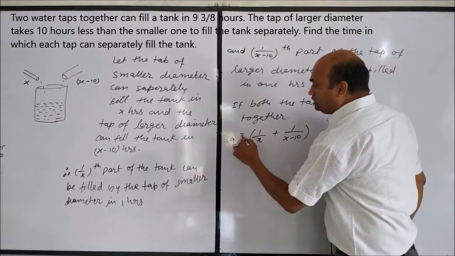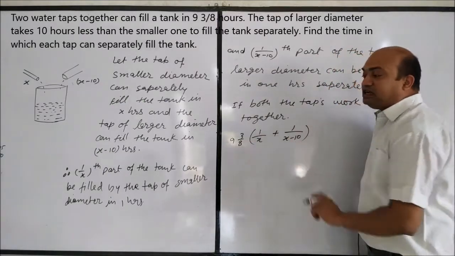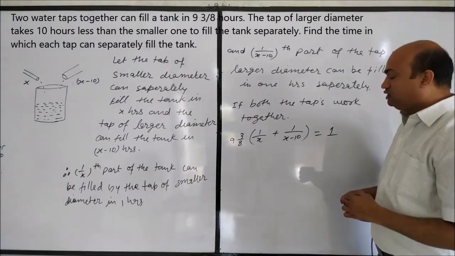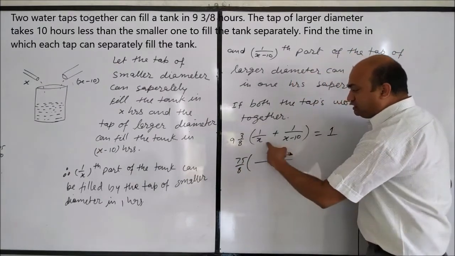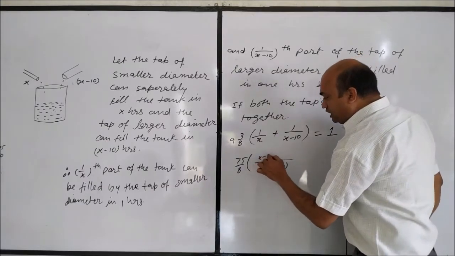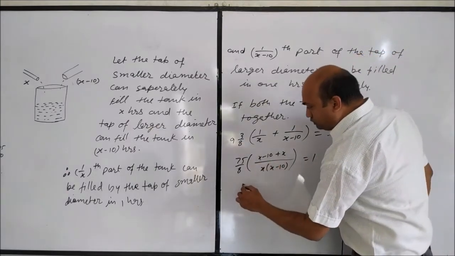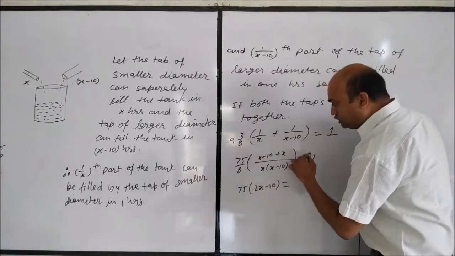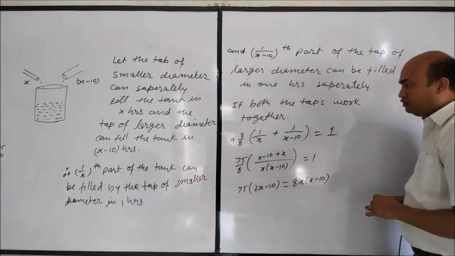And in 9 integer 3 by 8 hours, the tank is filled completely. So multiply it by 9 integer 3 by 8 to get 1, that is the complete tank. This will be 75 by 8, and here we take LCM. LCM will be x into x minus 10. This will be x minus 10 plus x is equal to 1. This will be 75 into 2x minus 10 is equal to 8x into x minus 10.